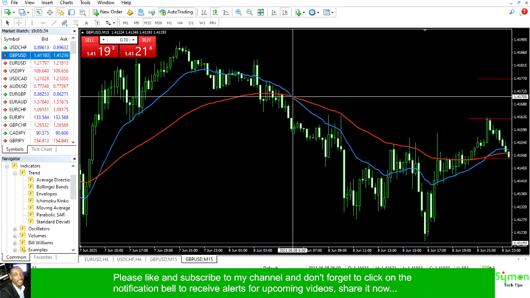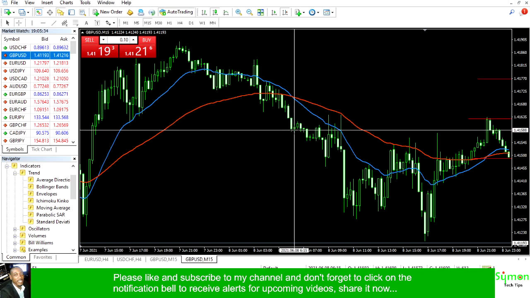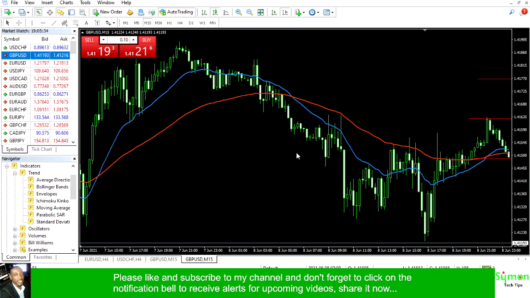All right, let this another cross here. So our entry will be here, our stop loss will be here. That is about 10 pips. Okay, about 10 pips to our stop loss, and 10 pips to our take profit, which was hit right here. So this is also a profitable trade.